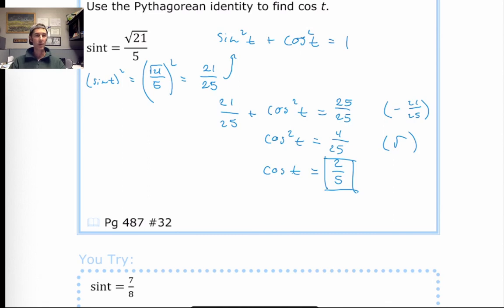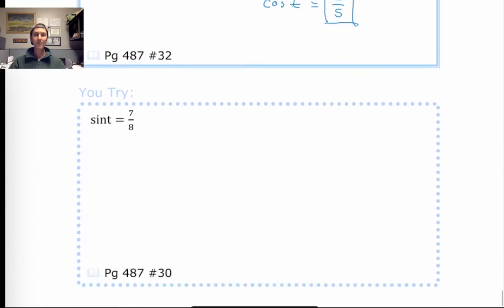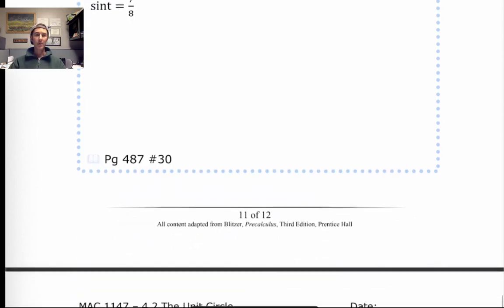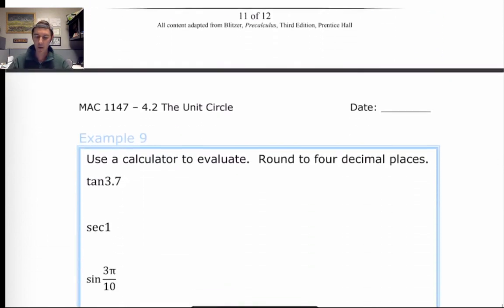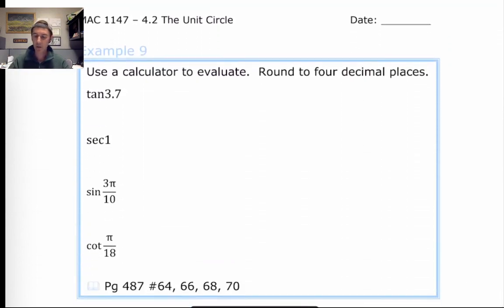If you're one of my students and you're not so sure that you got the right answer, you can ask me in class. If you're not one of my students, get an answer and then take the inverse sine of 7/8 on a calculator and see what you get. I suppose that's another option. And here are some calculator problems. We're not going to do those.